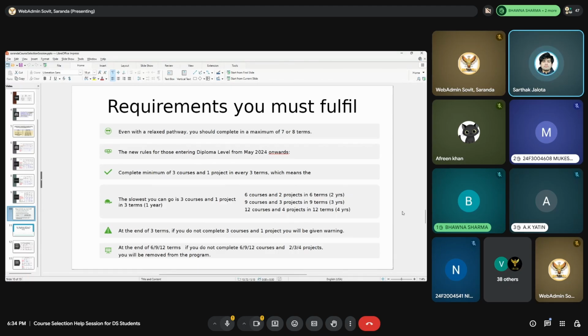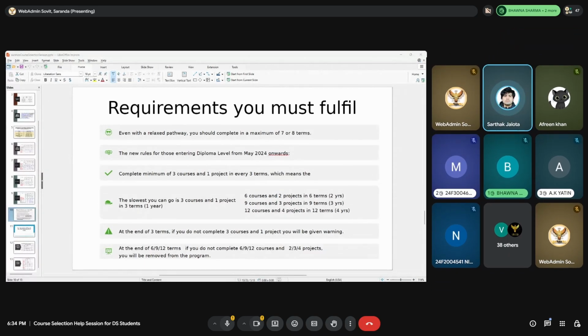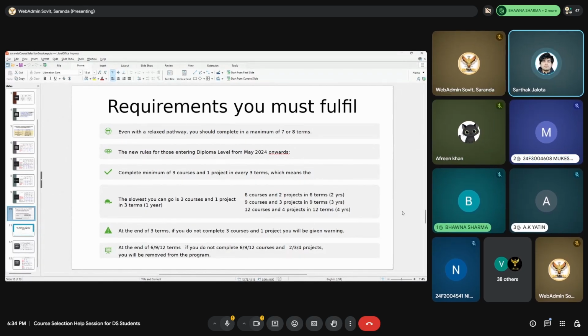But the next checkpoint, which is 6 terms, you have to complete 6 courses and 2 projects. That is mandatory. If you are not able to complete 6 courses and 2 projects at the 6 term mark, you will be removed from the program. So it is very important for you to understand the pacing, the selection.